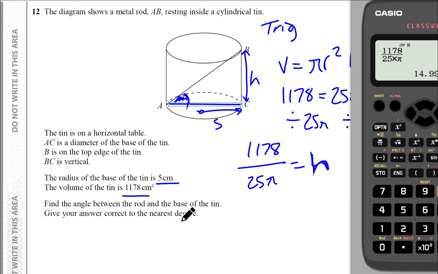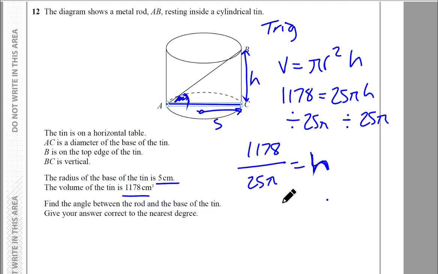14.998. We want the answer to the nearest degree, so I'm just going to use 3 decimal places. It's going to be more than accurate, just because otherwise that rounds to 15, but I just want to be super accurate, so I'm going to say that's 14.999, and that's got to be centimeters.